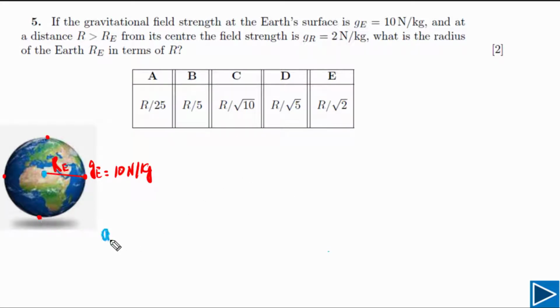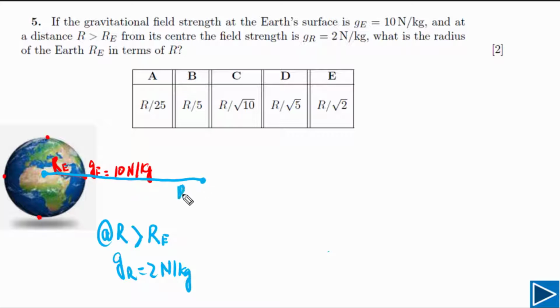It is also given to us that at distance capital R, but capital R is greater than Re, at that certain distance the value of g is given, and that value is equal to 2 newtons per kg. R is the distance from the center of our planet. Let's say this is the center, and the distance capital R from the center, let's say this is the distance capital R, and at this point the value of g is given, that is 2 newtons per kg. The question is simply asking us to find the radius of our planet, Re.